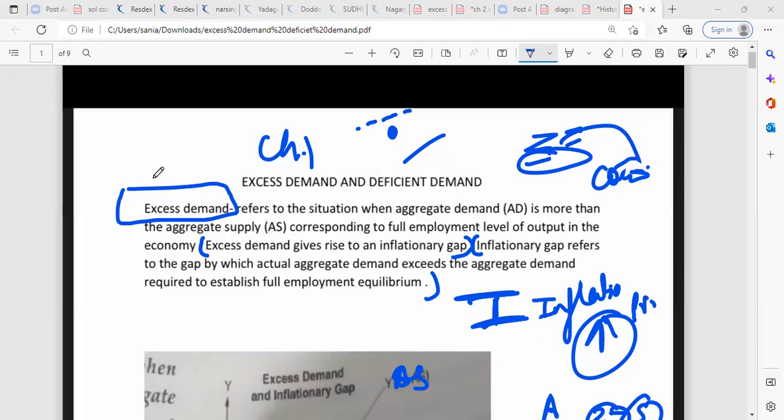We have started the next chapter, which is excess demand and deficit demand. So this is excess demand. Basically what we already discussed in the banking chapter, right? Inflation. Excess demand is when your aggregate demand is more than your aggregate supply, and because of excess demand, your inflationary gap comes. So you can write it down and then we'll draw the graph.